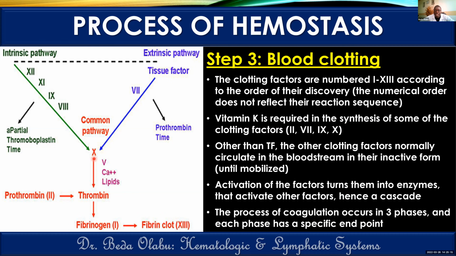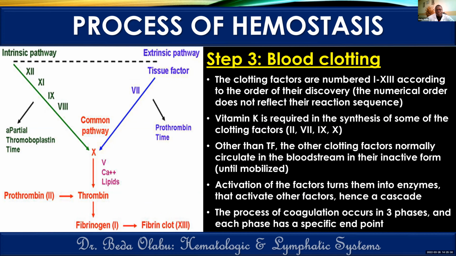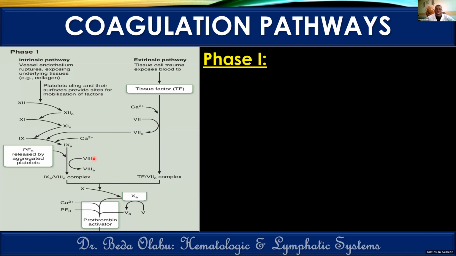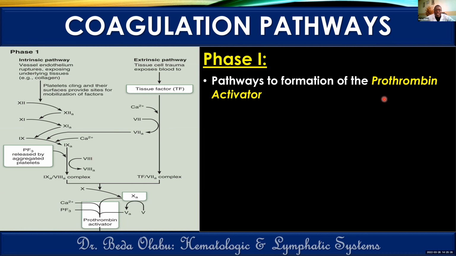The process of coagulation occurs in 3 phases, and each phase has a specific endpoint. I want us to describe the phases of coagulation. Remember, these are the phases of the 3rd step of hemostasis. Phase 1 is a pathway that leads to formation of what we call the prothrombin activator. Prothrombin activator is the endpoint.